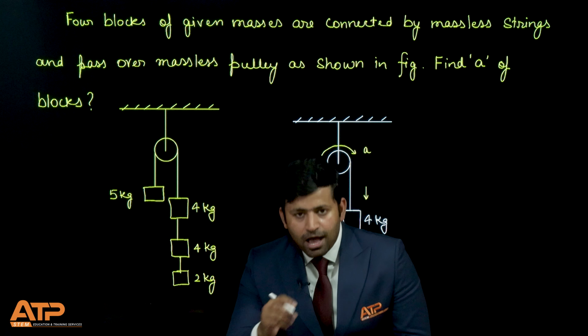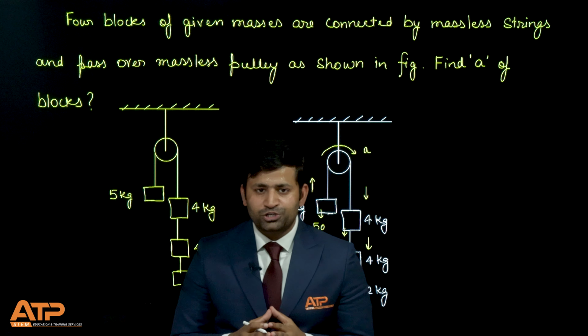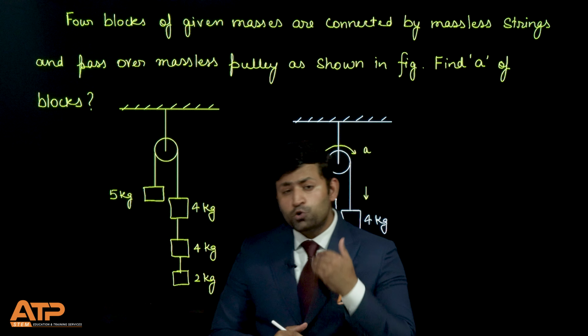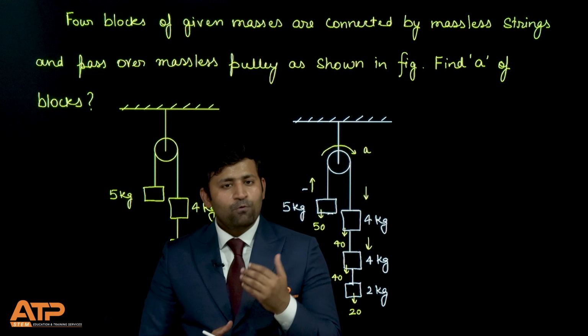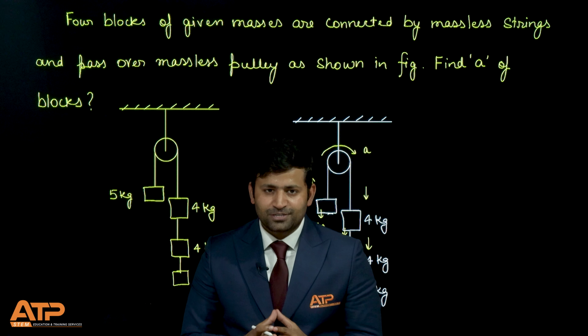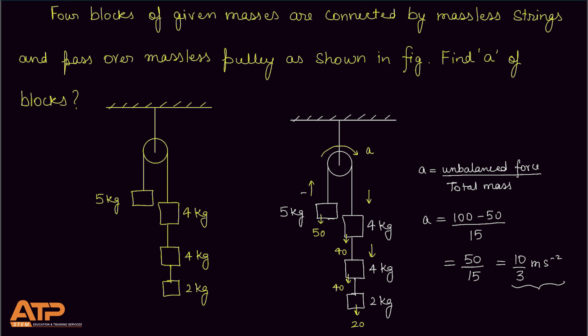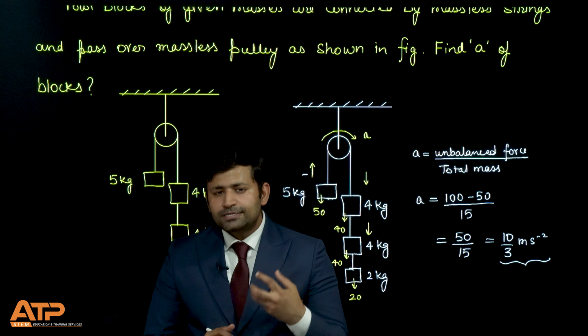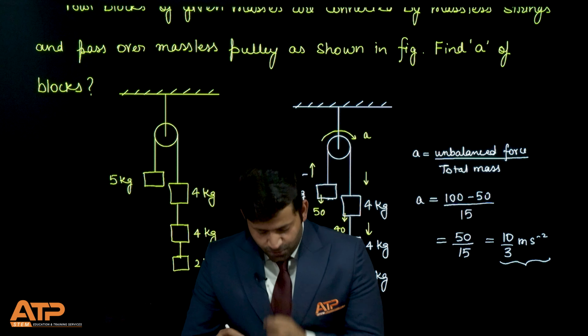So what is the net unbalanced force in the direction of motion? Yes, this is total 100 Newton, this is 50 Newton. So it should be 100 minus 50, which is trying to take the system in this direction. You can visualize this. Now once you get the unbalanced force, just divide it by the total mass of the system. So the next step would be unbalanced force, that is 100 minus 50, divided by 15, and you get the answer. Right? So let us apply the same trick in another question.